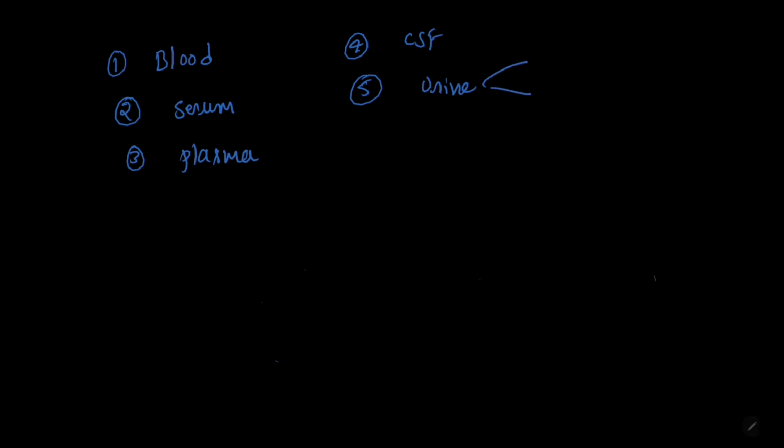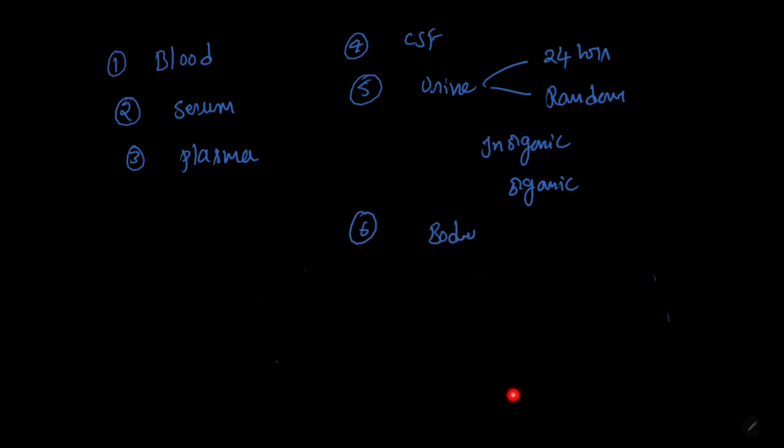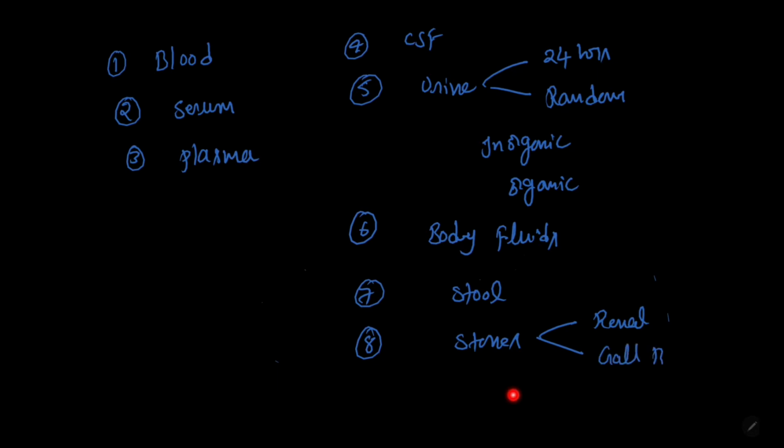urine. Again it will be either 24 hours urine or random, both inorganic as well as organic constituents will be analyzed. Then different body fluids, stool as well as the stones, for example, renal stones and gall bladder stones. So these are the different samples that are analyzed in the biochemistry lab.